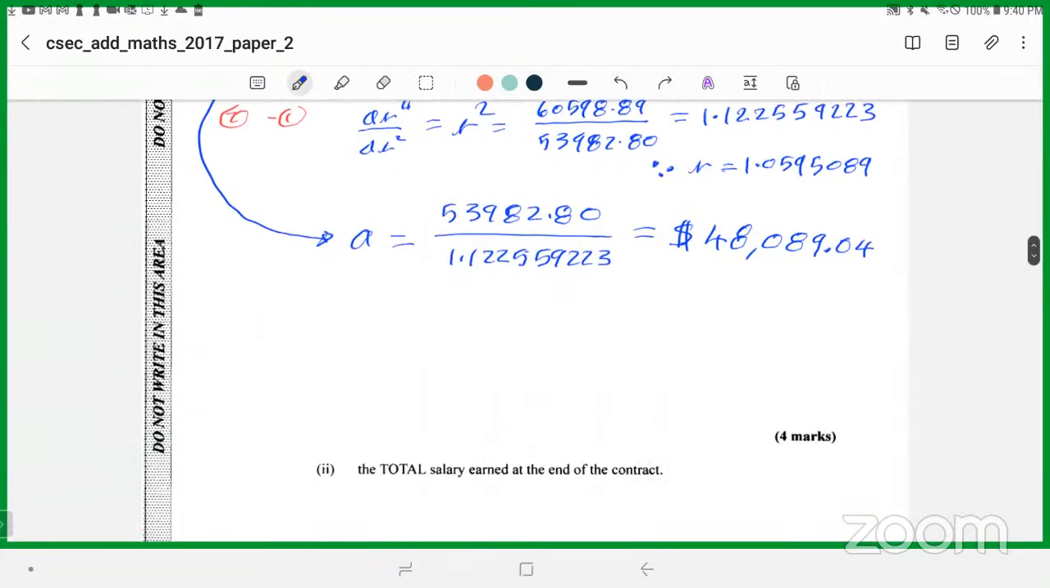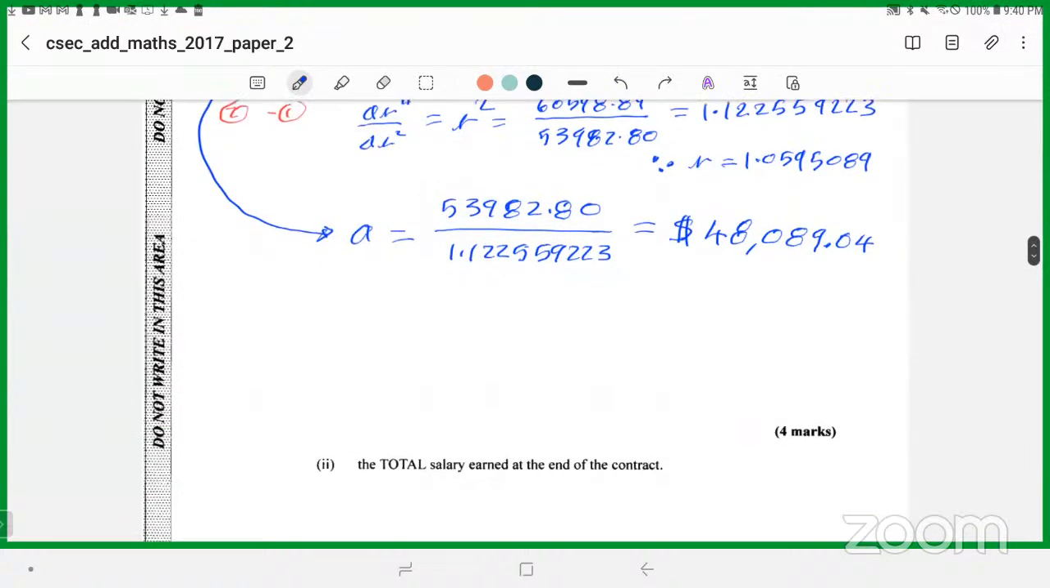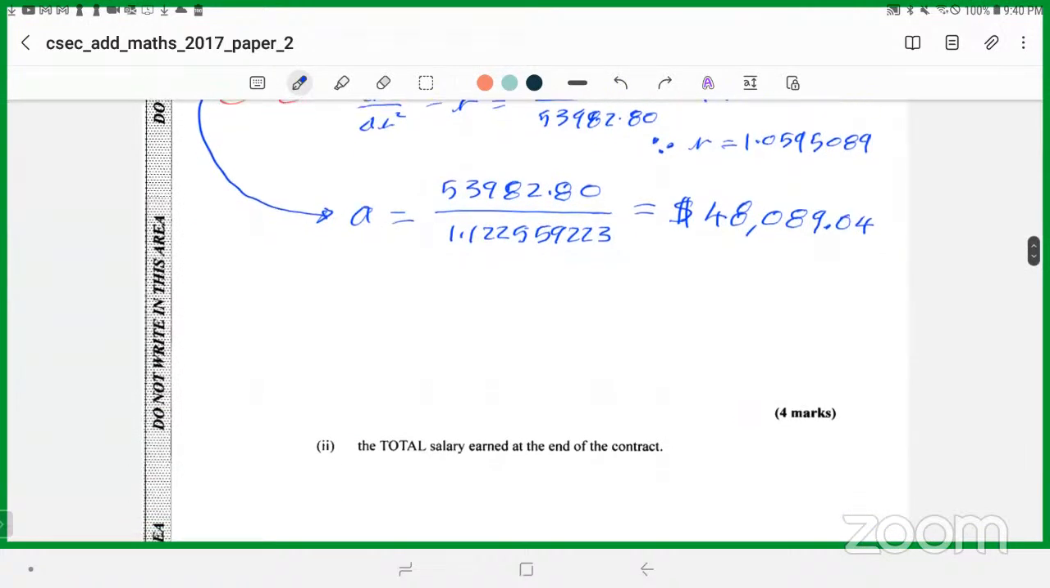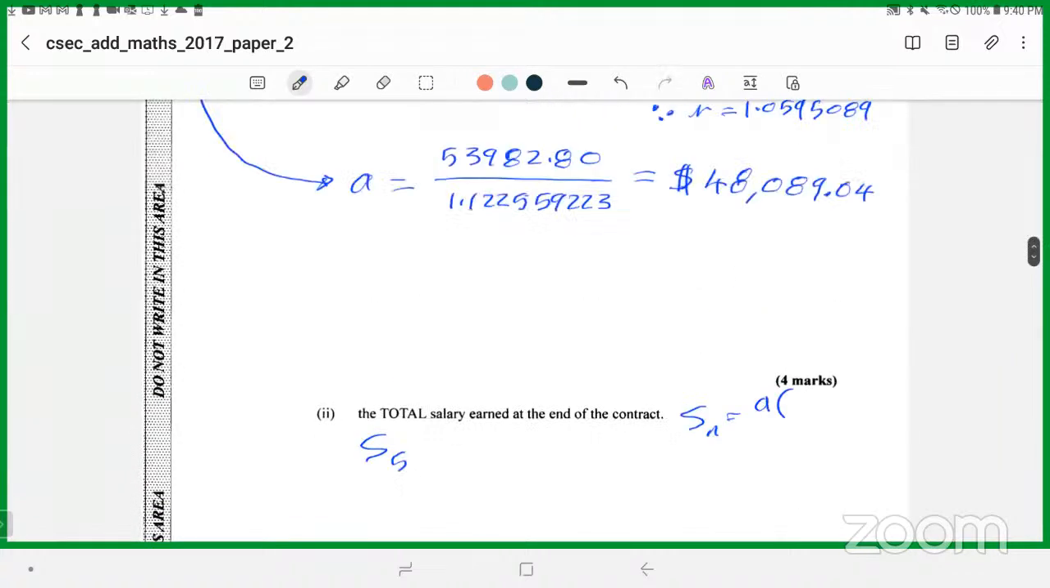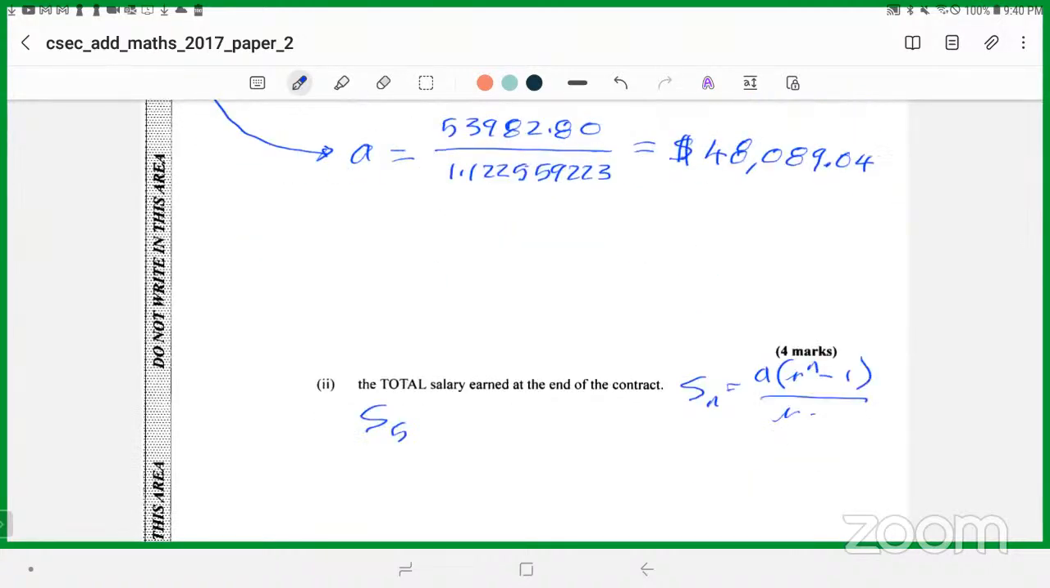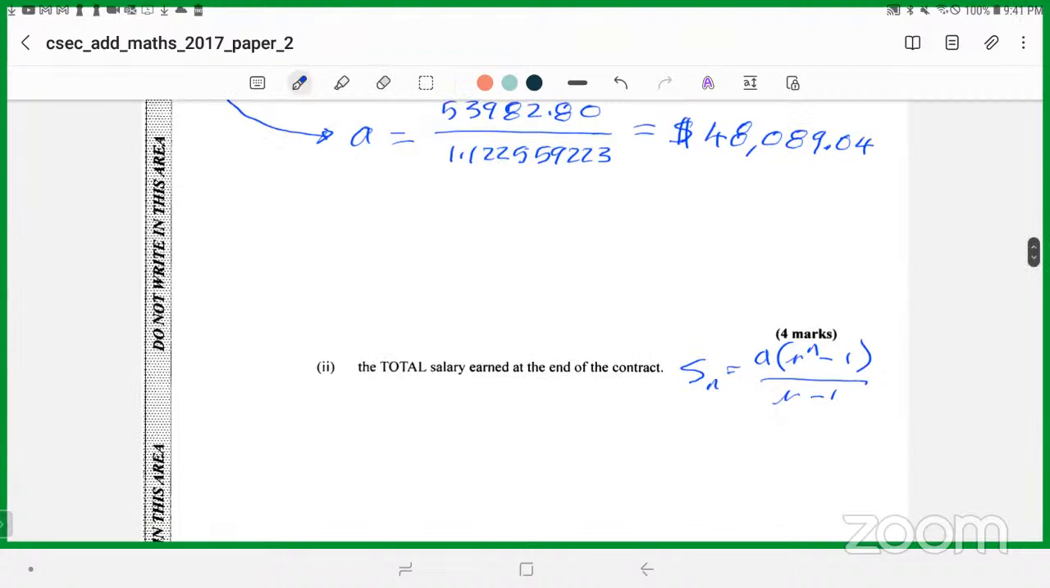Now remember, the sum of a GP is A into, since the R is greater than 1, we're going to write R to the N minus 1 over R minus 1. That's the formula we're using. All right, so plugging in the values here, and we're going to use those big, long digits. So the sum to 5 years equals, the A is this value.